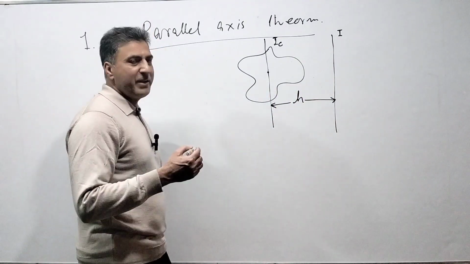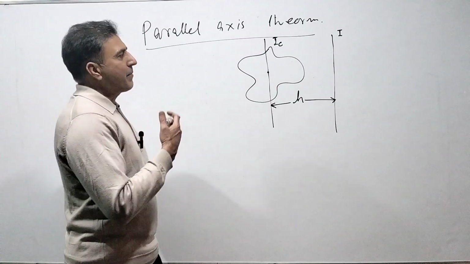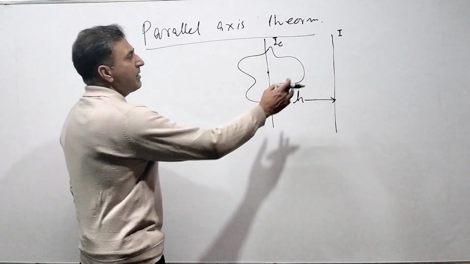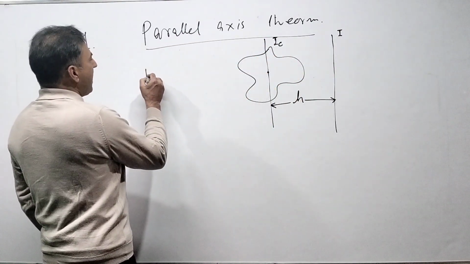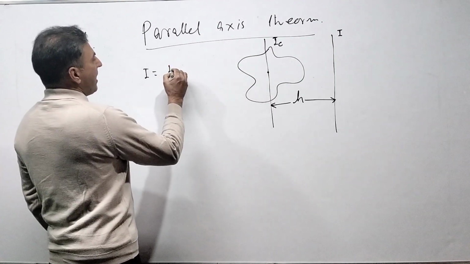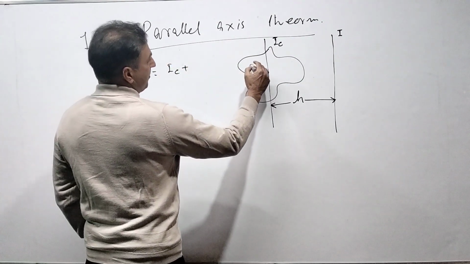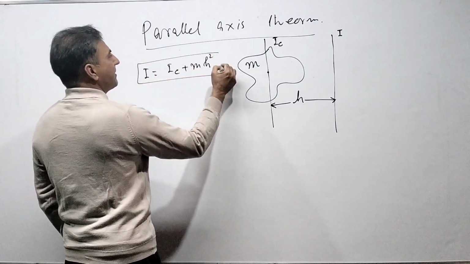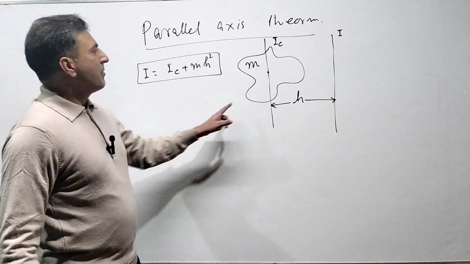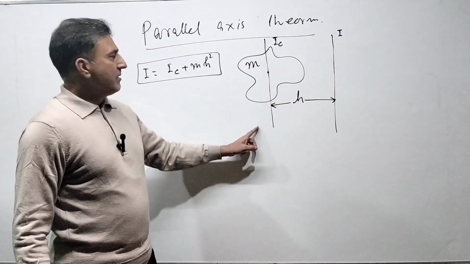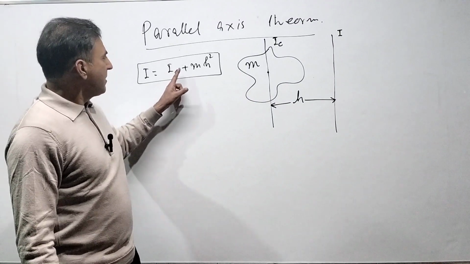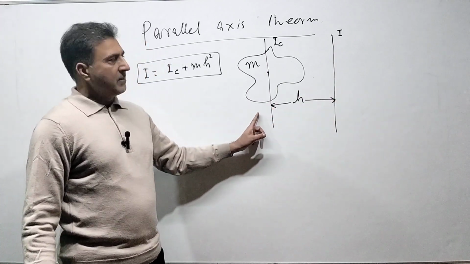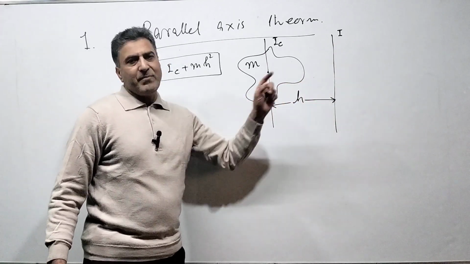This theorem can be proved, but we don't need that because this is a lecture for NEET aspirants or even IIT aspirants. I want to write what I is in terms of IC. The answer is: the moment of inertia about the new axis is equal to IC plus mass of the body times h square, that is I = IC + mh². The moment of inertia about the new axis, which is parallel to the center of mass axis, is the moment of inertia about the center of mass axis plus mass of the body into h square, where h is the distance between the two axes.